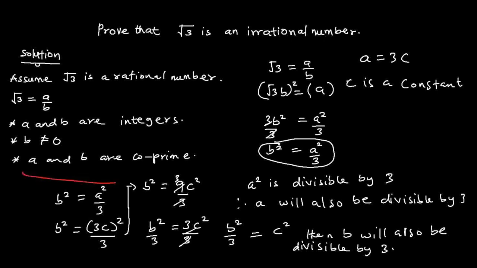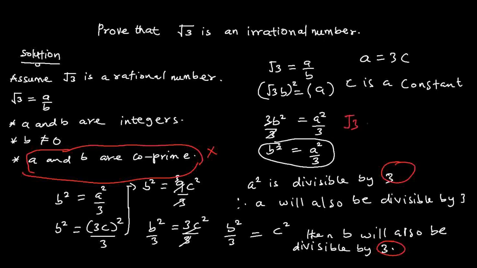So now let's go back to the conditions that we wrote down from the beginning. From this condition here, we said a and b are co-prime, which means the only number that can divide a and b is 1. But from what we've gotten here, 3 can divide a and 3 can divide b also. So therefore this condition doesn't hold. So we therefore see that the square root of 3 is an irrational number. So that's the solution for this question.